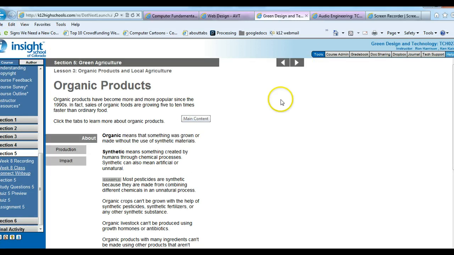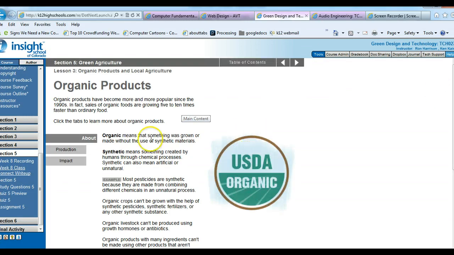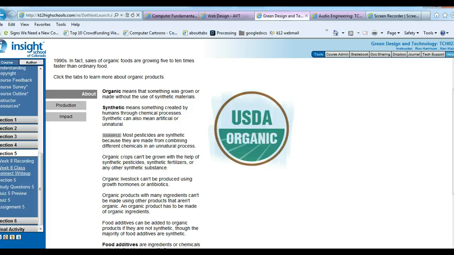Okay. Organic products. Organic means that something was grown without synthetic materials, meaning without chemicals. That's essentially what we talk about when we talk about organic. And that means also that it's clean, right? So organics, they have no fertilizers, no synthesized products or anything like that. So they just grow naturally. Plants are that way, but also some livestock can be that way.